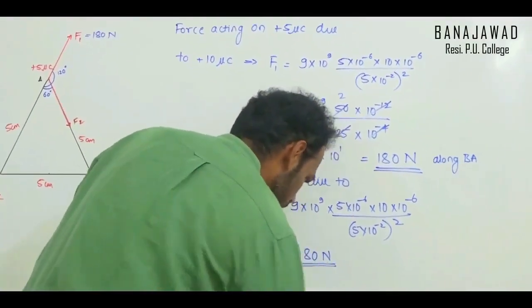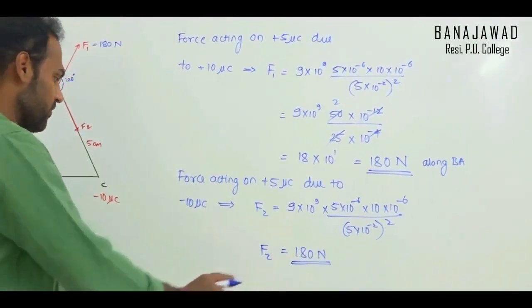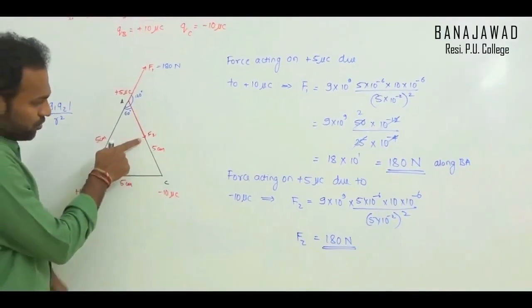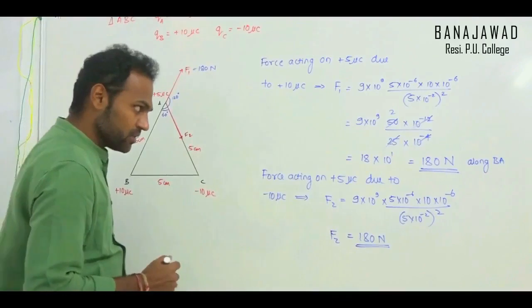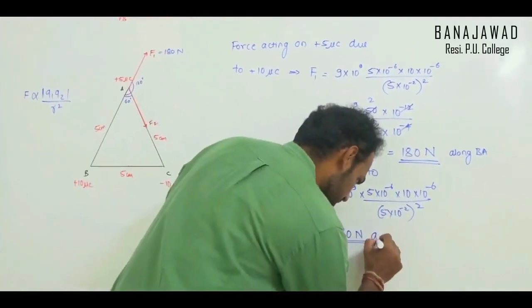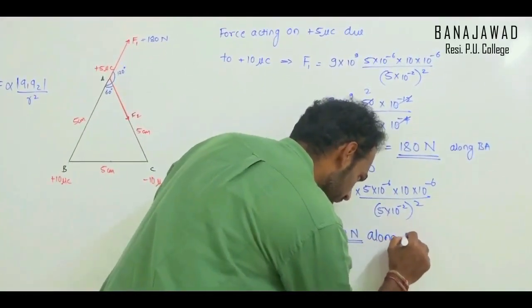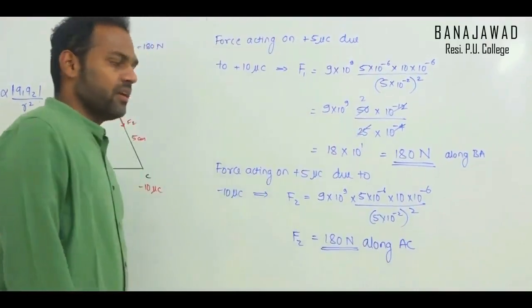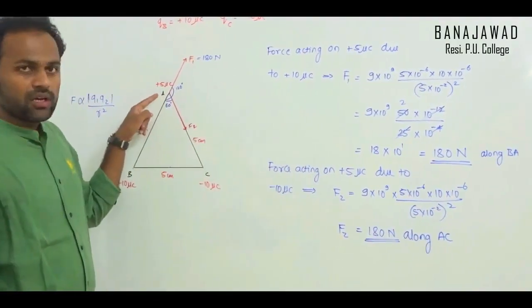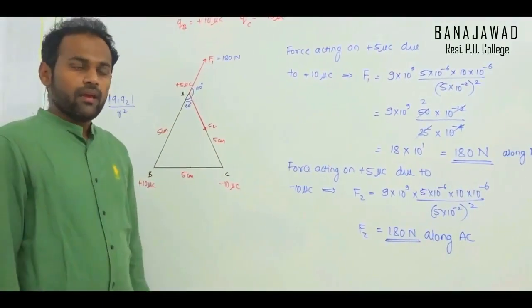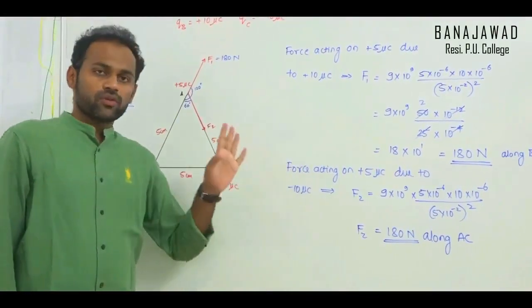So we got to know two forces now. What is the direction of F2? Here I have shown it: it is acting from A to C, along AC, so I will write the direction here. These are the two forces, F1 and F2, acting on the charge plus 5 microcoulomb. We got to know the two individual forces acting on it.